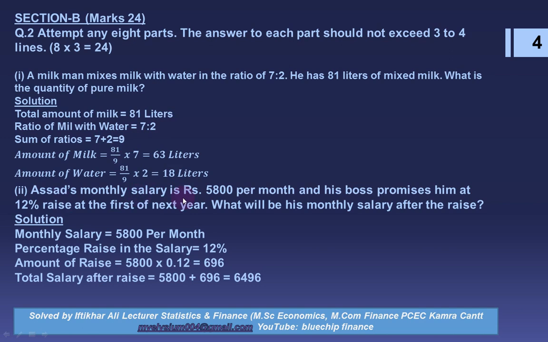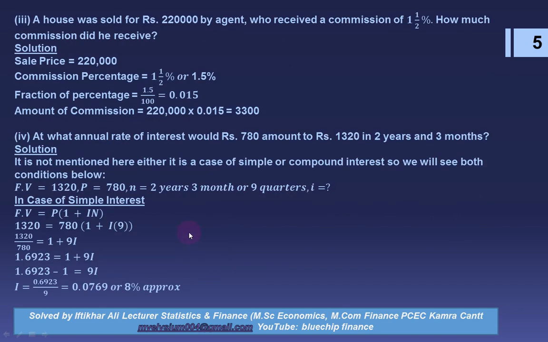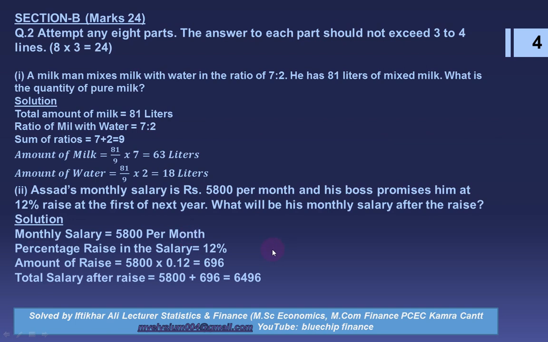Asad's monthly salary is rupees 5800 per month, and his boss promises him a 12% raise at the first of the next year. What will be his monthly salary after the raise? Simple, you first calculate 12% of the salary and then add it to the previous salary. So correct option is 6496.